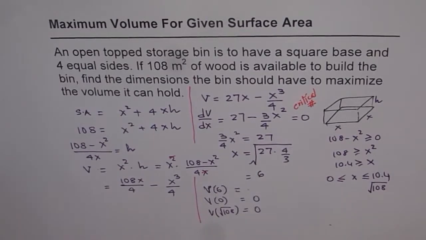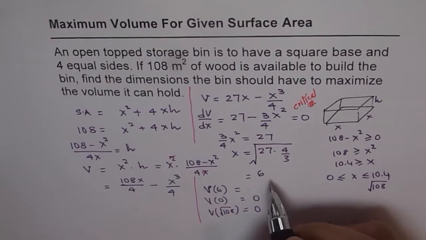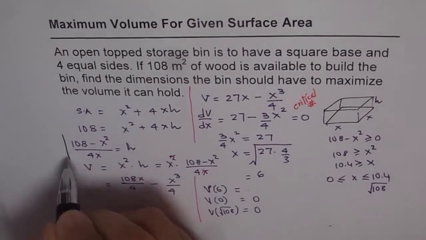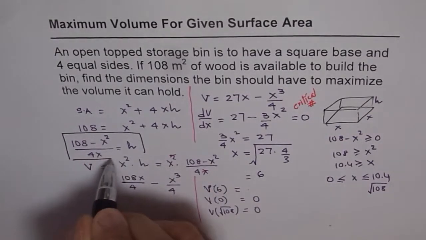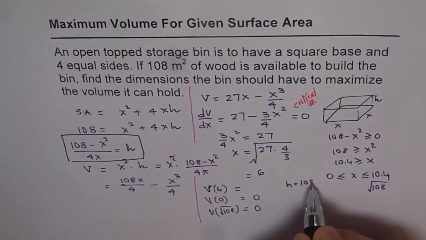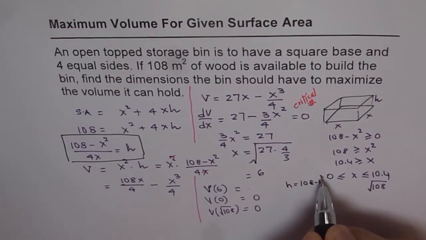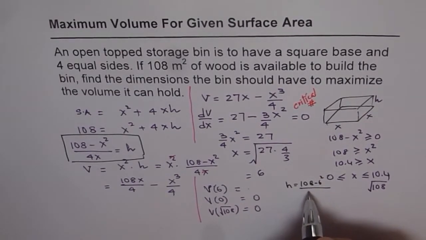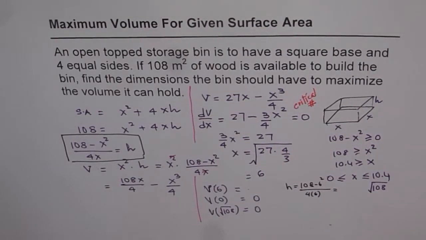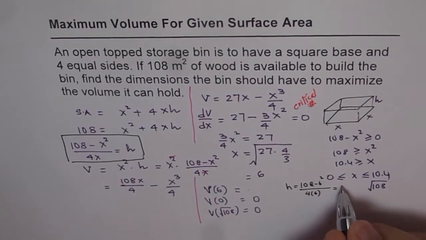So if x is equal to 6, then what is height equal to? So if you remember, we have used this formula here. We'll use this equation now and find what h is equal to. So we know height is equal to 108 minus 6 squared, which is 36, divided by 4 times 6, right? And we can use a calculator to calculate this answer, right? So we have 108 minus 36 divided by 24, and we get 3. So the height is 3 for us, correct?